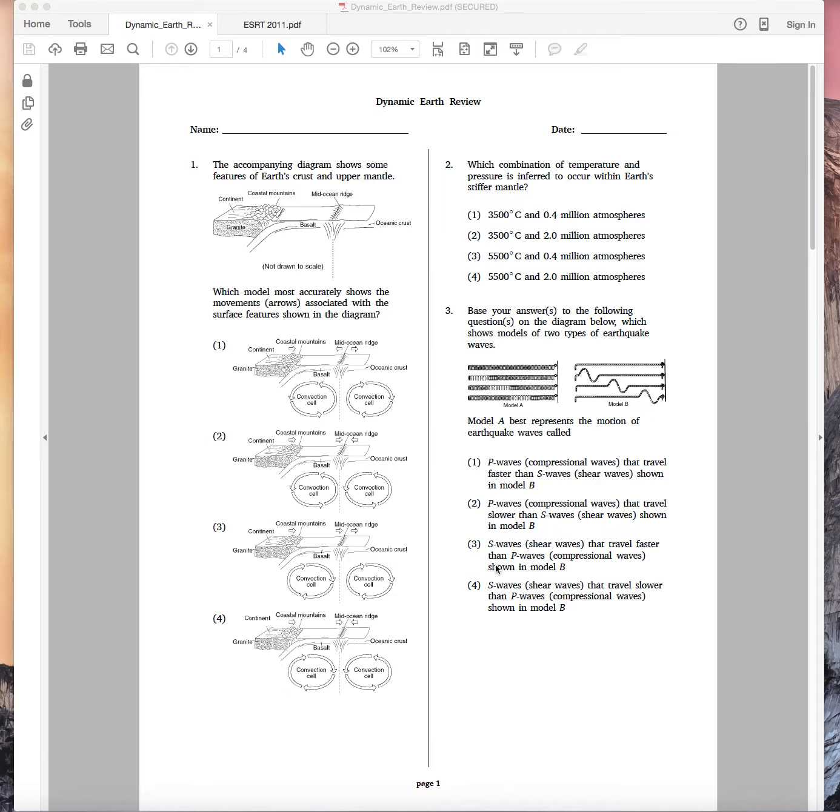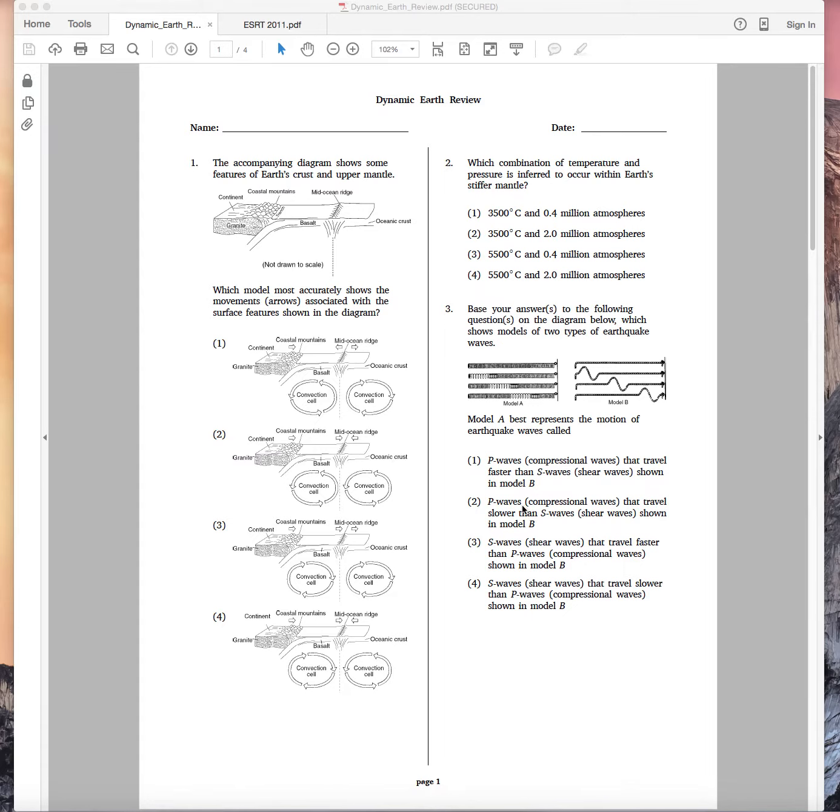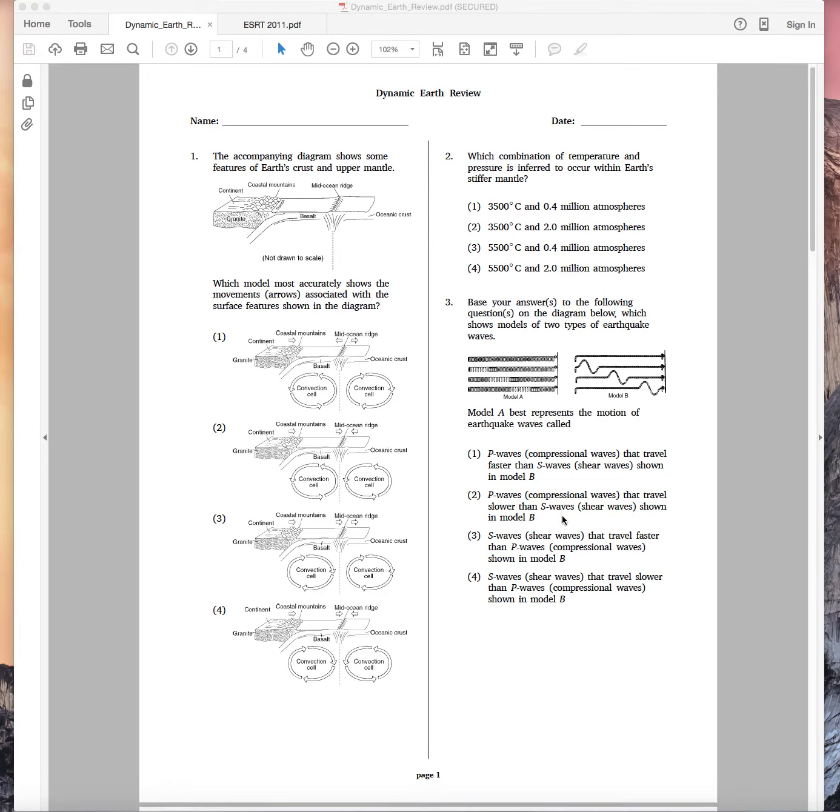Alright, as such, we can eliminate 3 and 4 because they begin with S waves. Next, we know that P waves travel faster than S waves, so we can eliminate choice 2 because it says P waves travel slower than S waves. So 2 is incorrect because of that fact. So for 3, the best answer is choice 1.